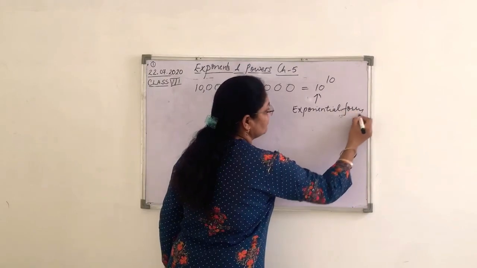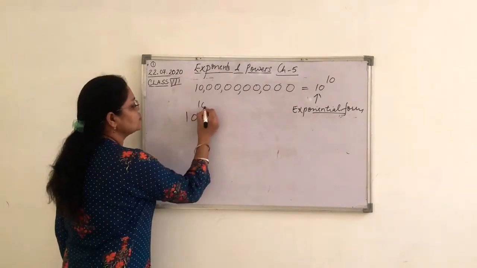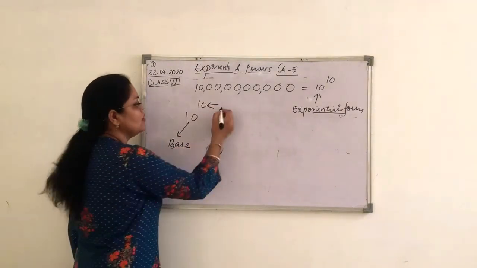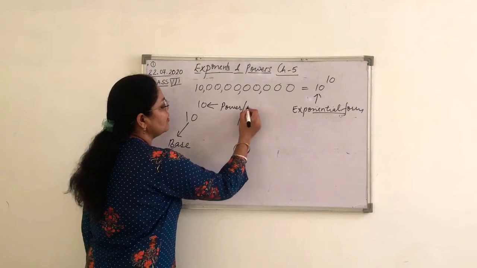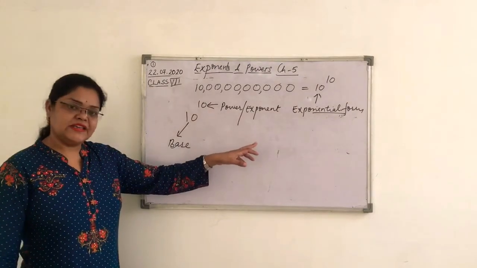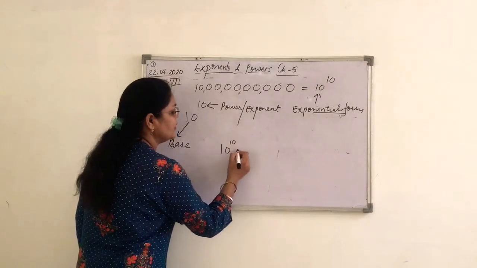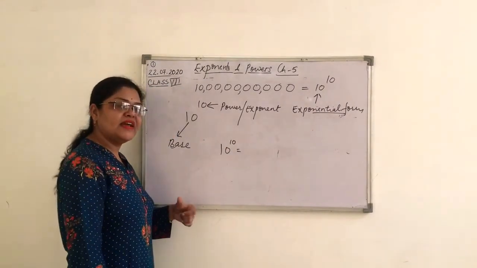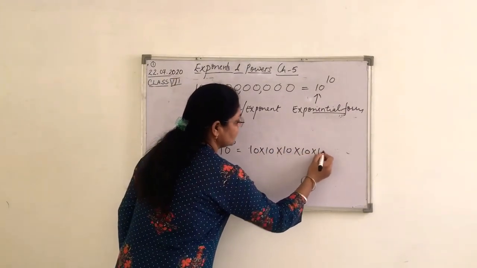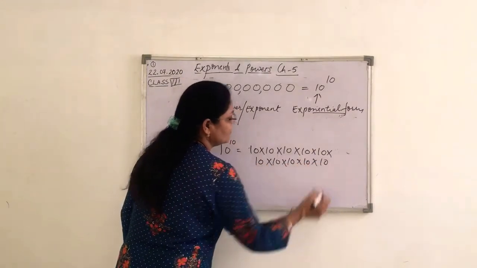This is called exponential form. Let's understand the parts of this exponential form. If we have 10 raised to power 10, 10 is called the base and this 10 is called the power or exponent. What is the meaning of 10 raised to power 10? It means we need to multiply 10 how many times? 10 times. 10 multiply 10, multiply 10, multiply 10, multiply 10.